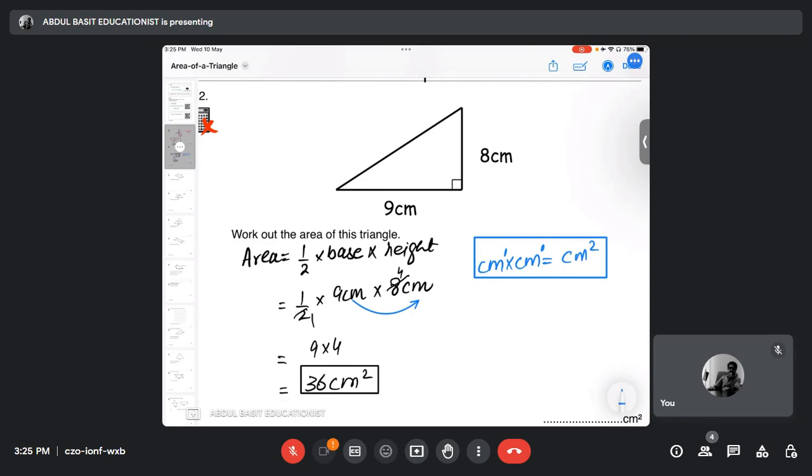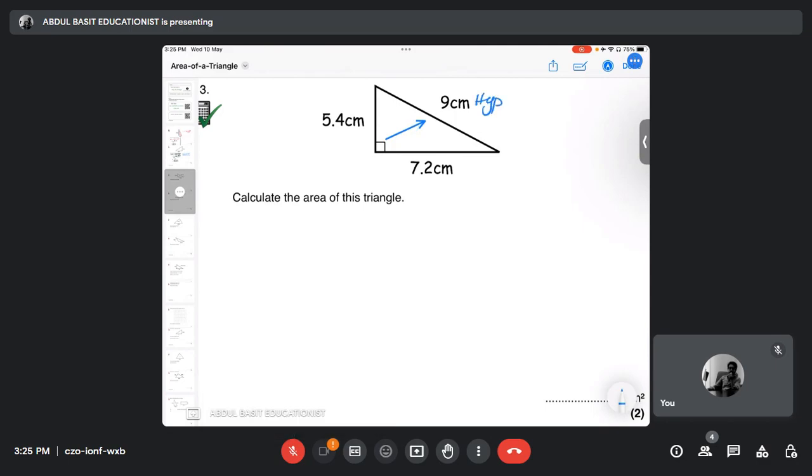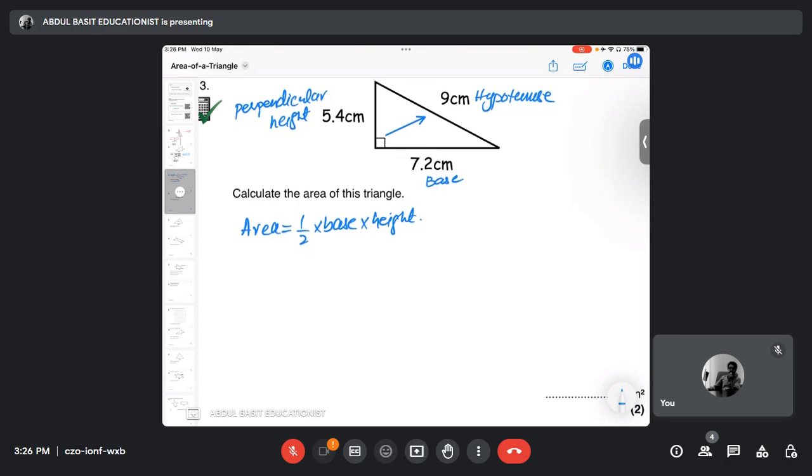Look at the third question. Calculate the area of the triangle. Three sides are given, but we don't have to take the hypotenuse. We know that the side opposite to the 90 is the hypotenuse, and this is for example the base, and this is the perpendicular height. Again the formula is area equals 1 by 2 into base into height. Do write height complete. Some students write BH and they get confused with hypotenuse and height. So try to write the formula.